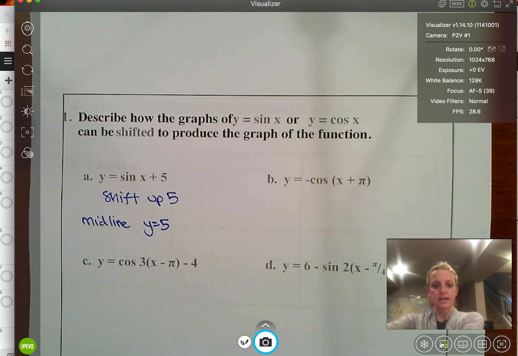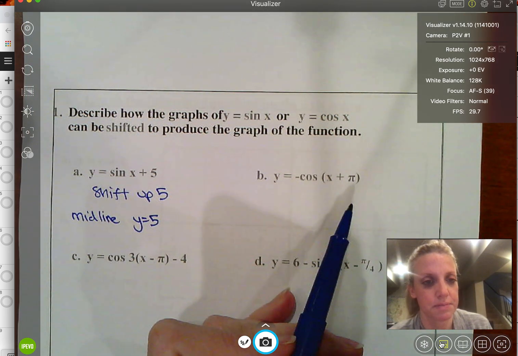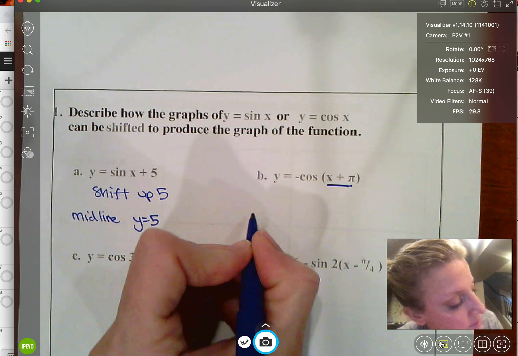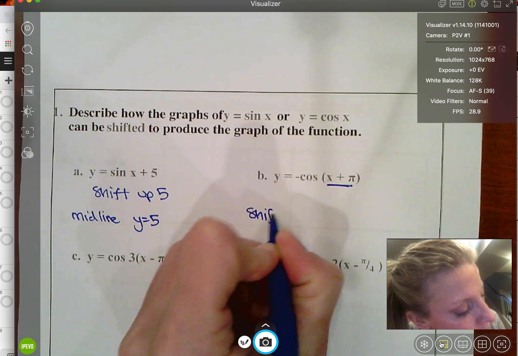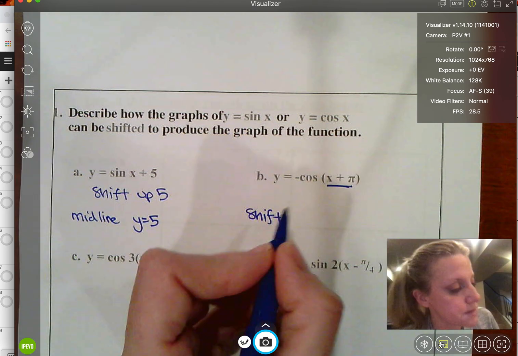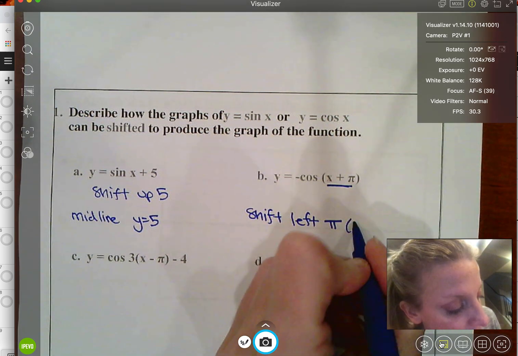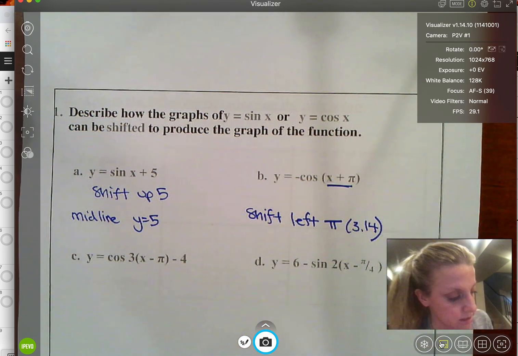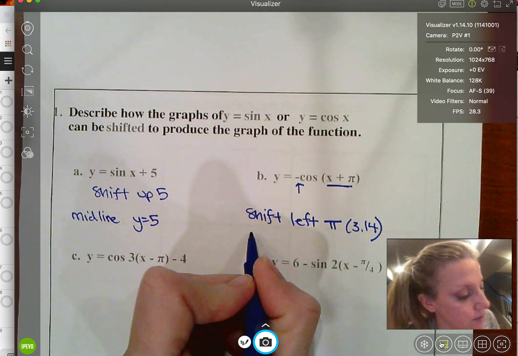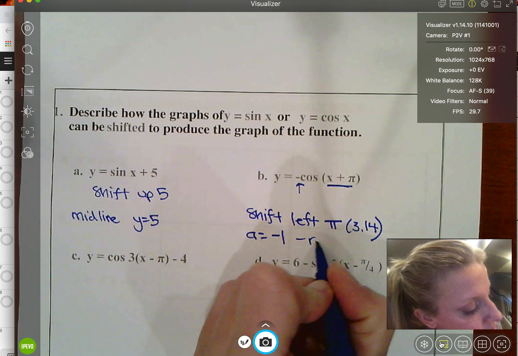All right, this next one is more complicated. Y equals a negative cosine of x plus pi. Well, the thing in with the x, hopefully that reminds you that we are going to shift. A plus pi makes you think to the right, but remember with the horizontal shift, you do the opposite. So the plus pi means you're going to shift to the left pi, or like 3.14 units. And then if anyone can remember, what happens when that A value is negative? Right here, I see an A value, an amplitude of -1. That simply means there's a reflection.